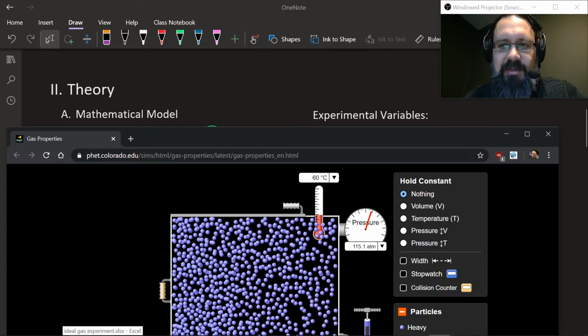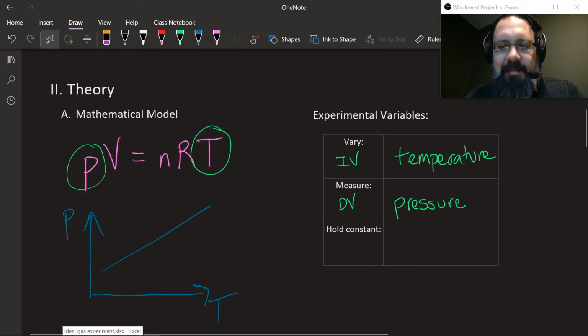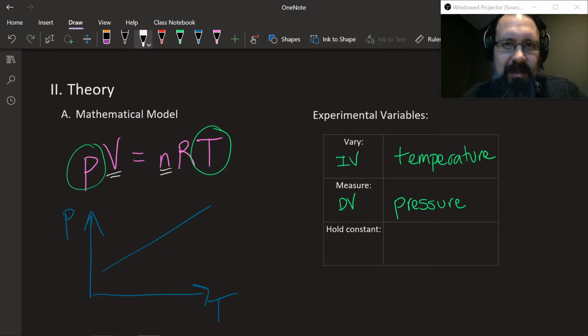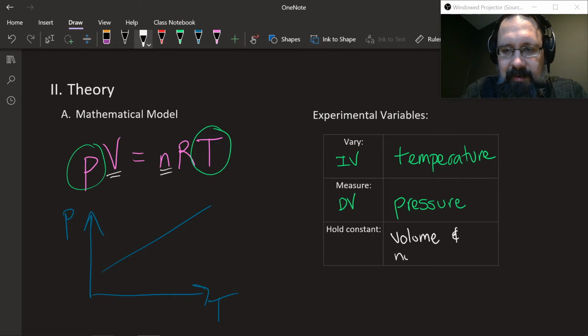And then lastly, that means anything that's not the temperature or the pressure, we're going to need to hold constant. So what will those constant variables be? Well, if we look back in the equation, we see that there's volume, number of particles, and R. Well, R is just going to be held constant naturally because it is a constant. So we know that if we vary the temperature and measure the pressure, we'll need to hold constant the volume of the container and the number of particles.